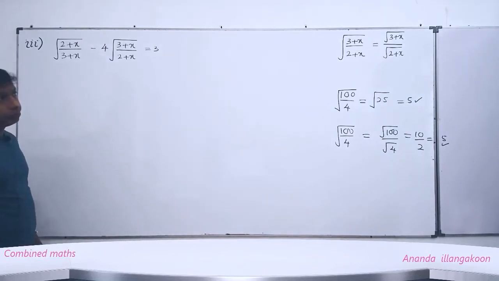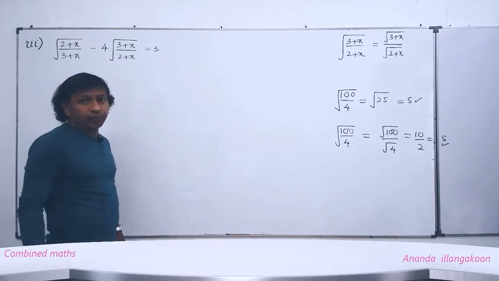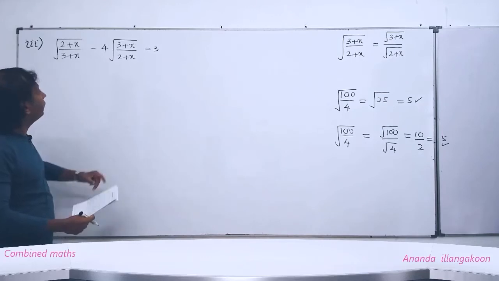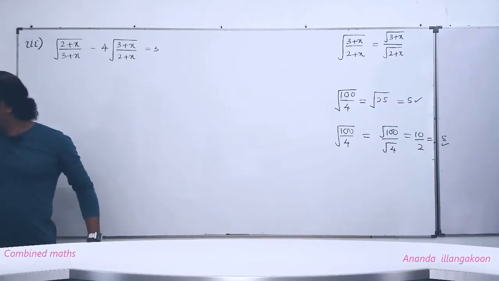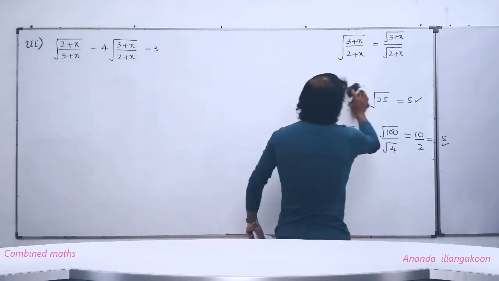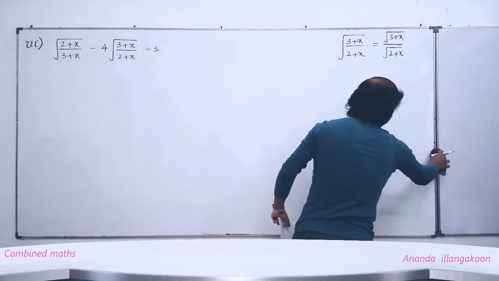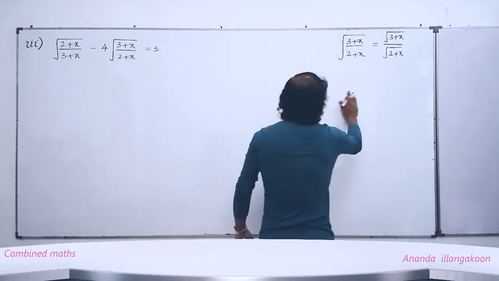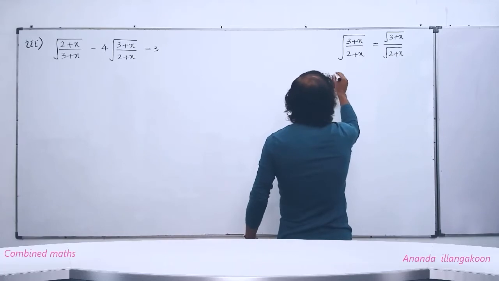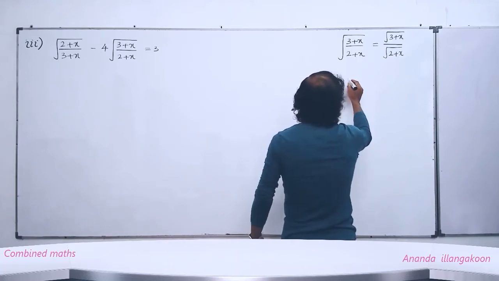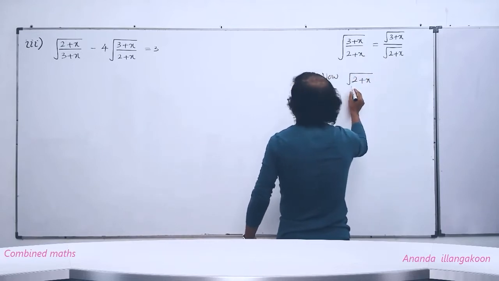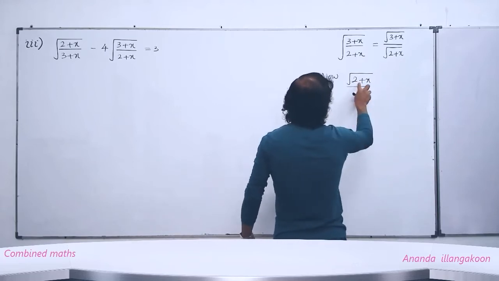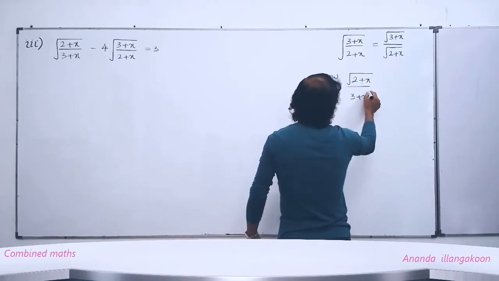People, now, here we have 3 plus 6 divided by 2 plus 6. Okay. Then I can write. Now, see what you have here. Now, I'm going to take it this way: root of 2 plus x, divided by root of 3 plus x. This way I take.